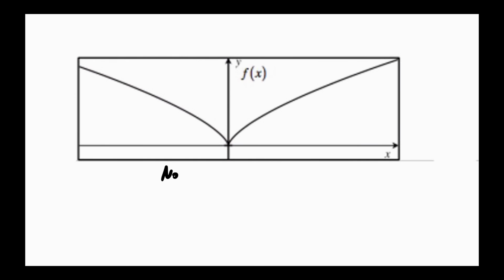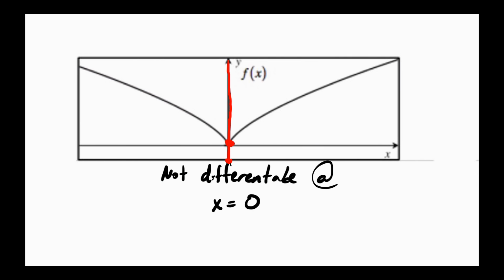That's why we say not differentiable at x equals 0, because the slope of the tangent line right there is undefined. If the slope is undefined, it's not a number. So that's why a cusp point is not differentiable. It's differentiable everywhere else.